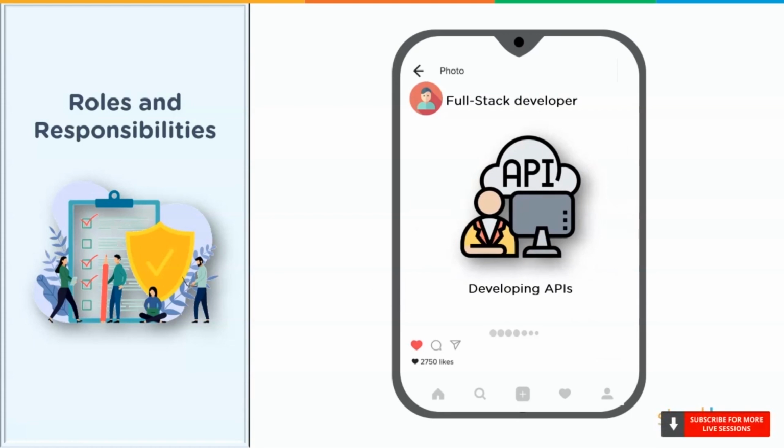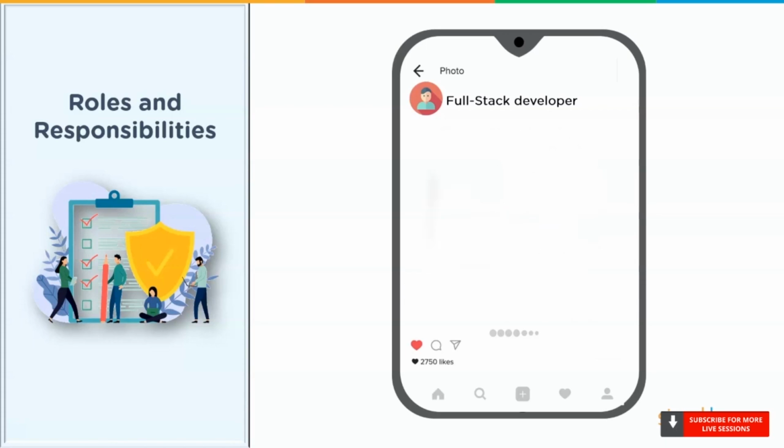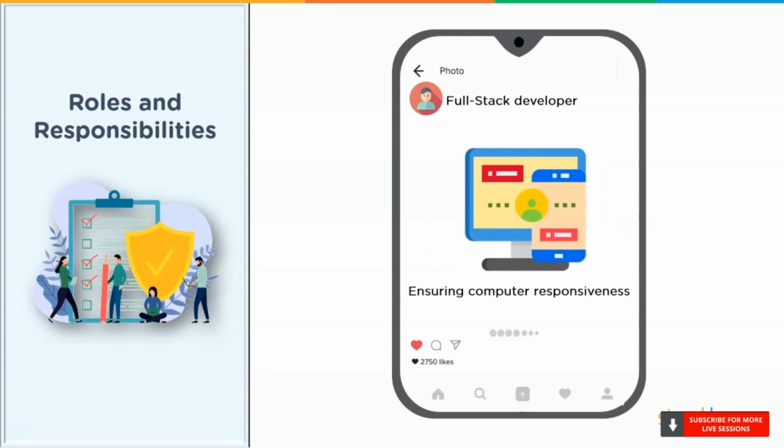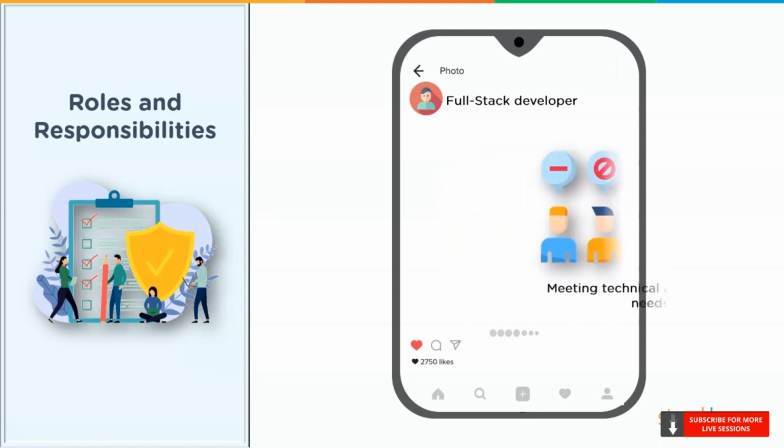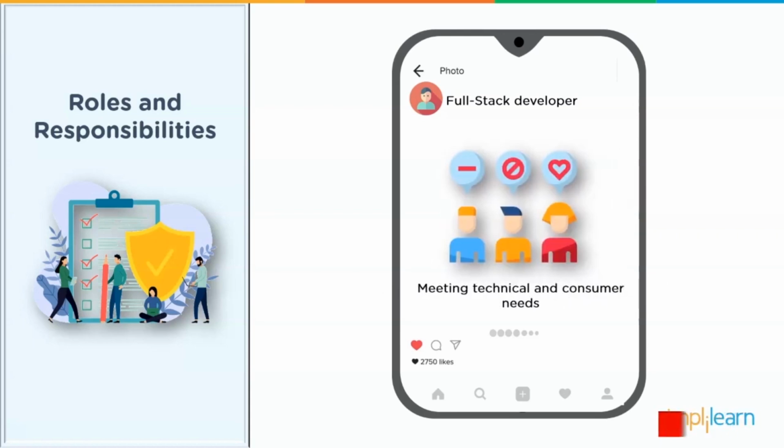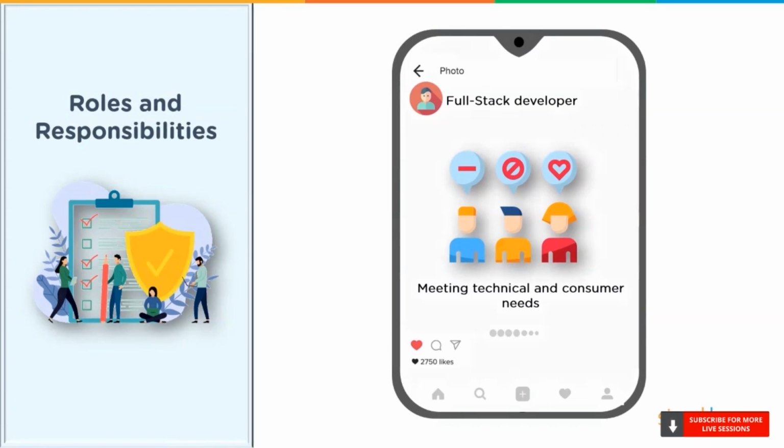Next up is developing APIs. Depending on the planned architecture, the developer must be able to develop APIs. The application must also be responsive and interactive and keep the user completely engaged. And lastly, it should meet all the technical and consumer requirements. So these were the few responsibilities of a full stack developer.